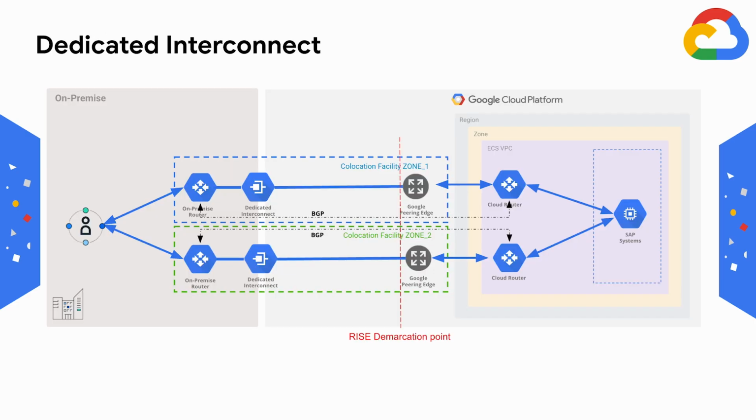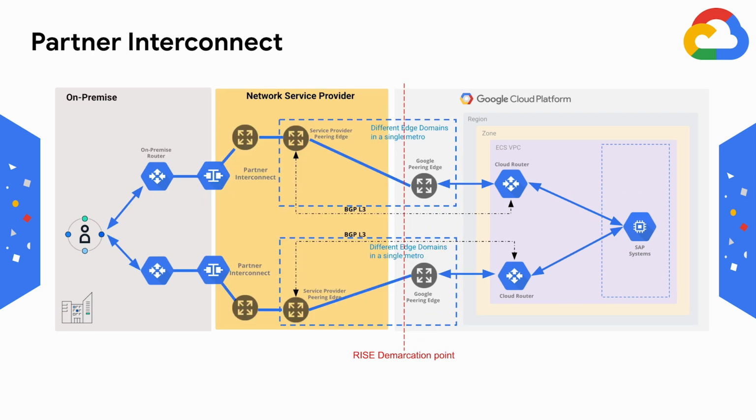Then there is Dedicated Interconnect. For more demanding workloads, Dedicated Interconnect provides a direct physical connection between your on-premises network and Google's network. This offers higher bandwidth with lower latency. Moving on, we also have a variant of Dedicated Interconnect called Partner Interconnect. Similar to Dedicated Interconnect, but connectivity is established through a supported service provider. This can be beneficial if you don't have a direct presence at a Google Cloud interconnect location. In our experience, we have seen this to be the most used option.